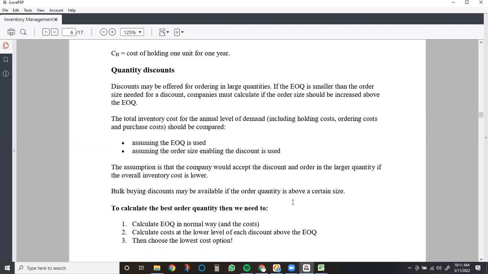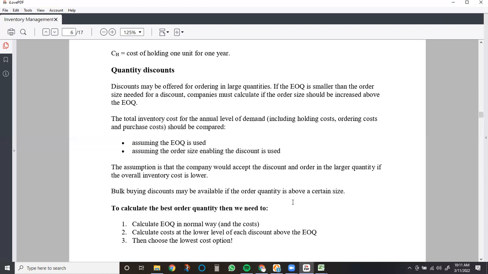And if this is the case, it also has to recognize that the storage cost may go up. Now, the ordering cost may go down if the order size goes up, as we saw previously, but the holding cost may go up. So all these things have to be taken into consideration.